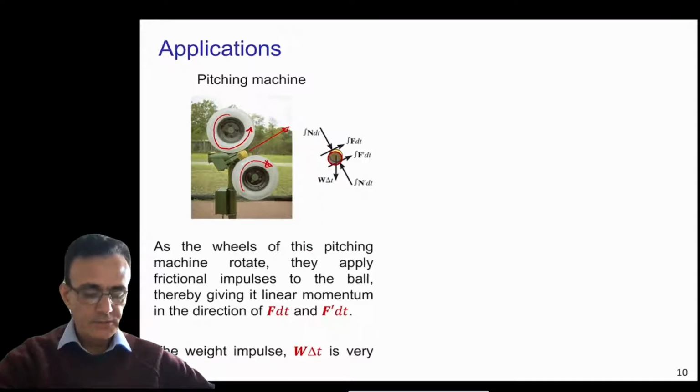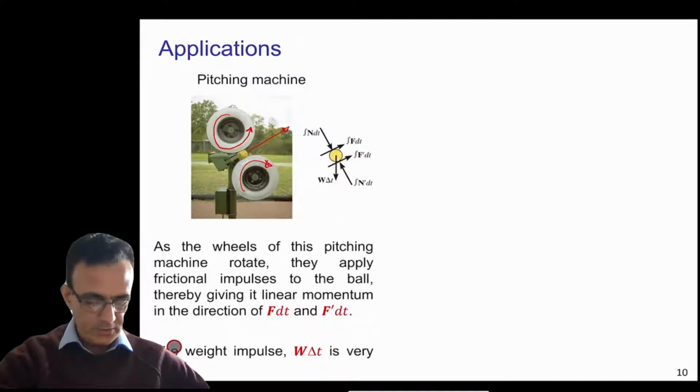If you consider this ball here, the yellow one, you can see that the top wheel is applying some force on it. If you integrate the force for the given time, which is the time the ball is in contact with the wheel, and similarly this wheel here is again applying a force f dash on it. If you integrate this force with respect to time, you will get the impulse of this wheel on the ball, and the impulse of this wheel on the ball is this thing here.